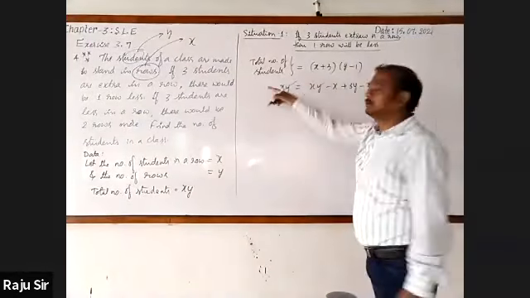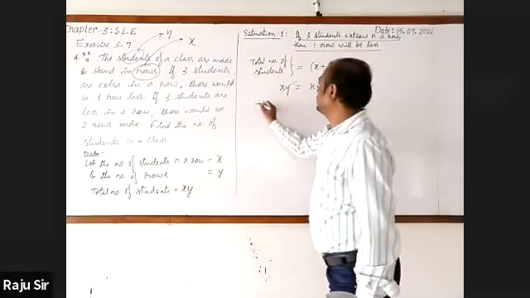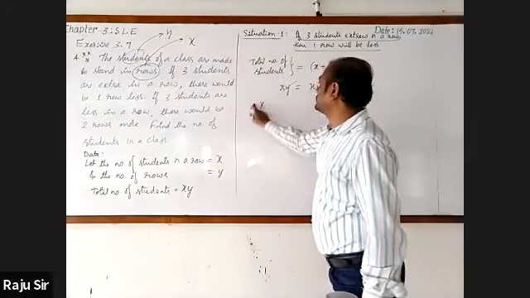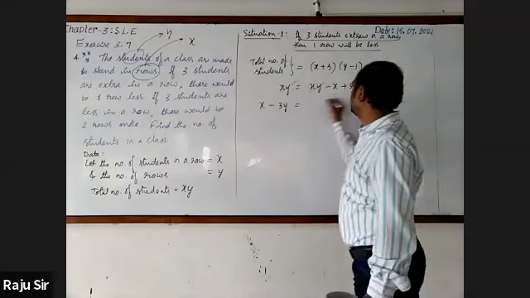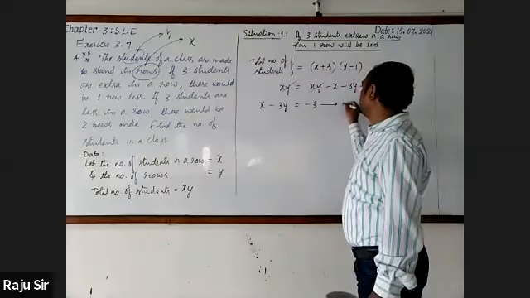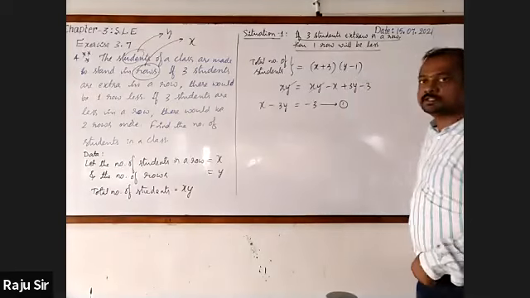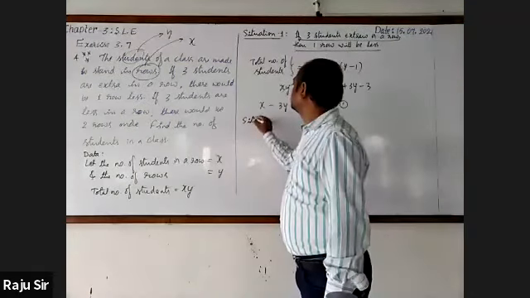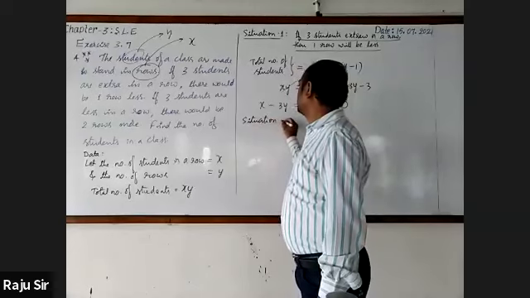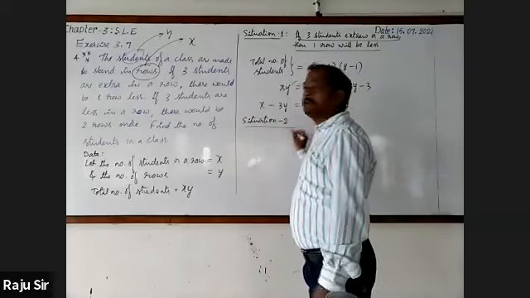xy get cancelled. Transfer minus x to the left hand side, it becomes plus x, and 3y to the left hand side becomes minus 3y, is equal to minus 3 as it is. Call it equation 1. Sir, x is equal to 4 and y is equal to 9. Yeah. Then it will be 36.